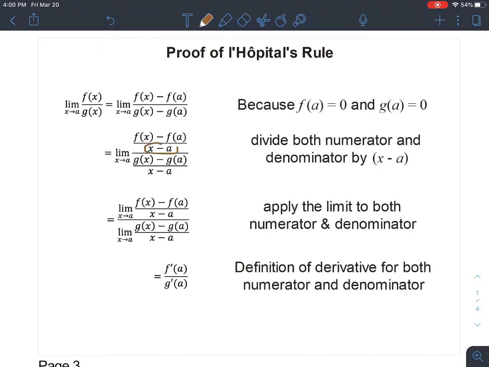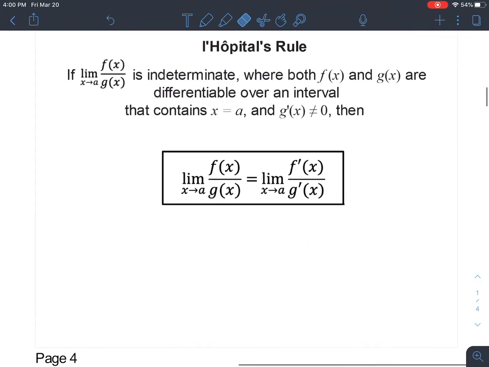Then the next step is that we are going to divide both the top and bottom by x minus a. And of course, that's because x minus a over x minus a is going to be equal to 1. Then we're going to take this one limit and split it into two limits, limit of the top and limit of the bottom. And hopefully you recognize that right there is the definition of the derivative, and right there is the definition of the derivative. And together, that gets us to our final answer, which is f prime over g prime. So that is L'Hopital's rule.